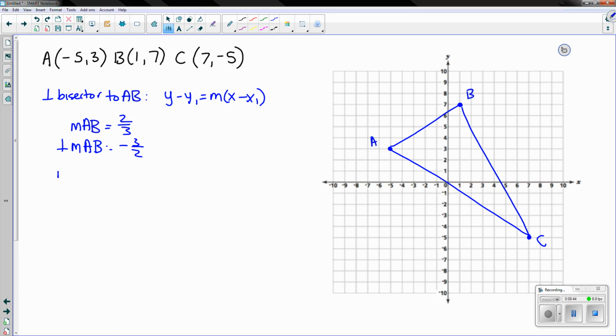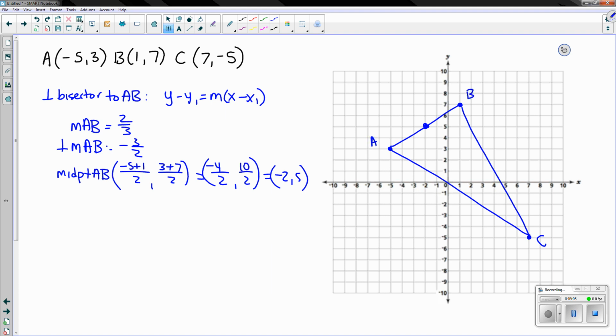bisect it. So then we're going to say the midpoint of AB should be equal to, we're going to average the x's, and we're going to average the y's. And we're going to get -4 over 2, comma 10 over 2, which is equal to -2, 5. And just to double check, if I plot -2, 5, that does look like it's right in the middle. So that's the point we're going to use. So now we're going to write the equation. It's going to be y minus the y coordinate of the point it passes through equals the slope, -3/2, x minus the x coordinate. So this is what we get.